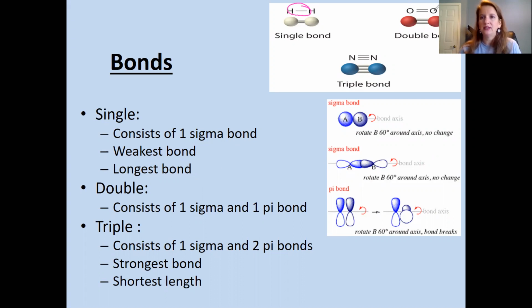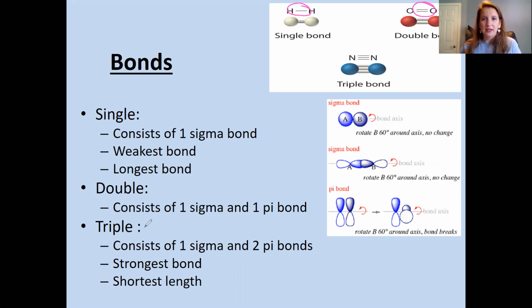A double bond is, as you can see up here with the O2, has two lines connecting the two atoms together. The first bond formed is going to be a sigma bond, and then the pi bond is going to be the second bond formed. It's just because those pi orbitals are oriented in such a way that they can't rotate around each other.